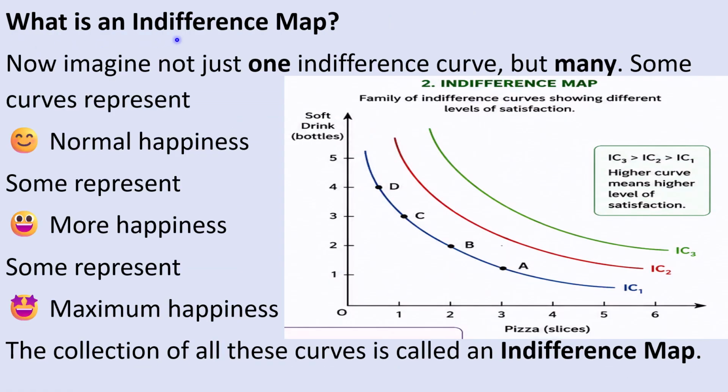What is an indifference map? Now imagine not just one indifference curve, but many. Some curves represent normal happiness, some represent more happiness, some represent maximum happiness. The collection of all these curves is called an indifference map.